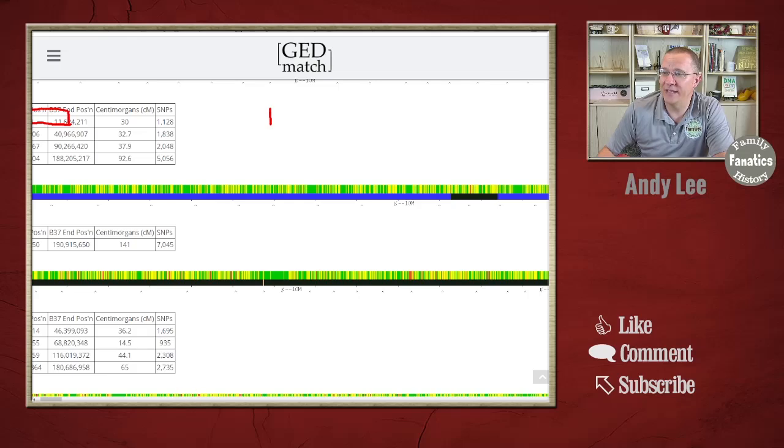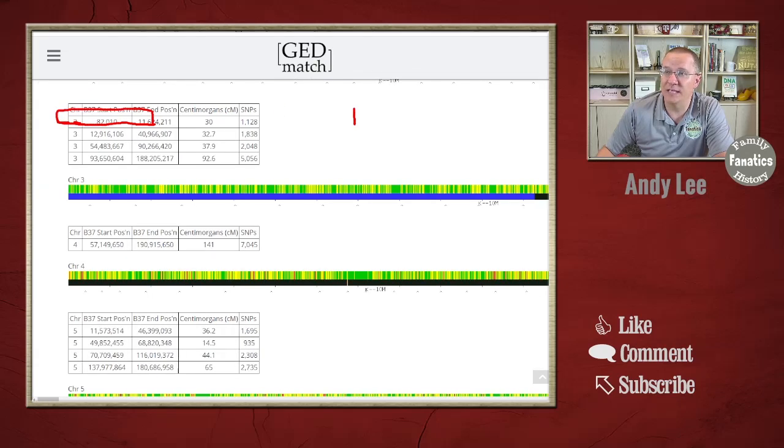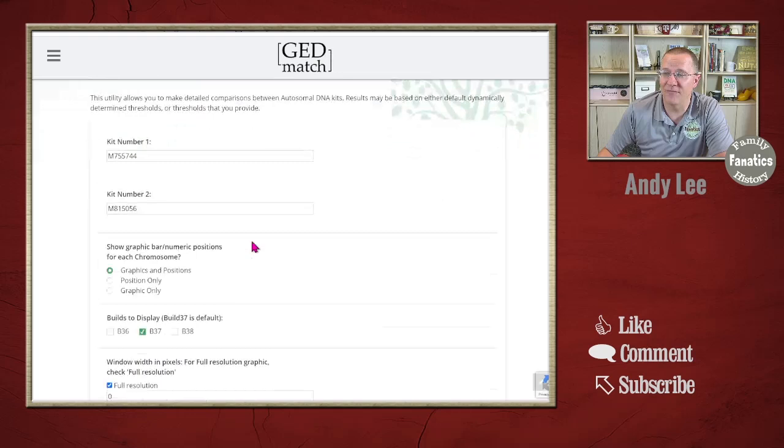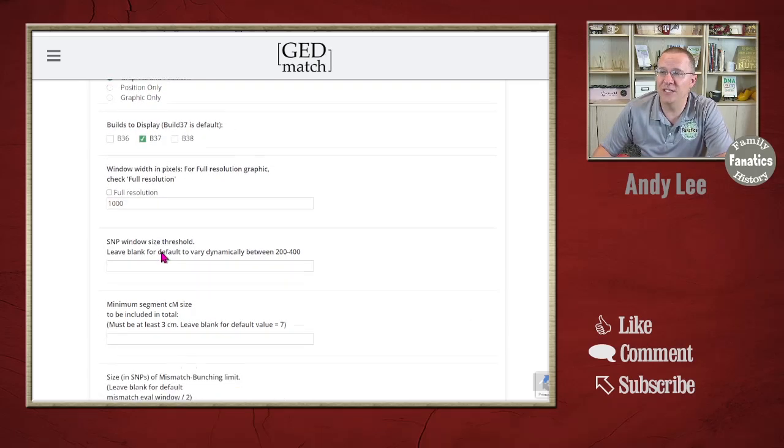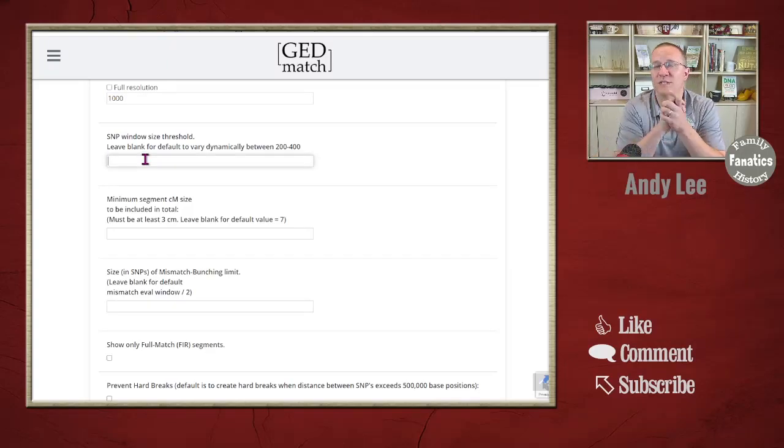So let's go back and look at some other things that we can change and the effect they're going to have on it. We'll go back to just the 1000 resolution so we can see the whole chromosome here. And I'm going to change up the SNP window size threshold. Now, this is going to be how many SNPs have to be matching for it to call it a segment. Not every place along the chromosome has SNPs. Remember, there were a few places where it says, hey, there's not very many SNPs right in here.